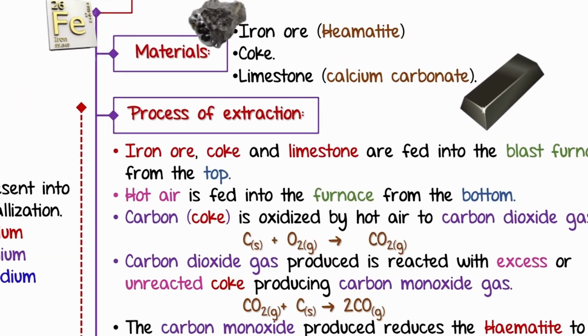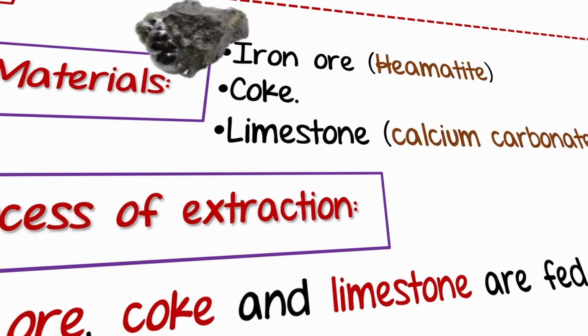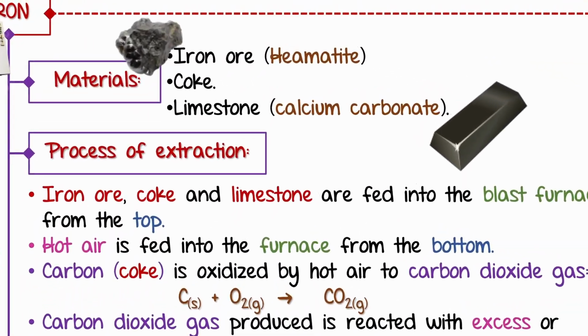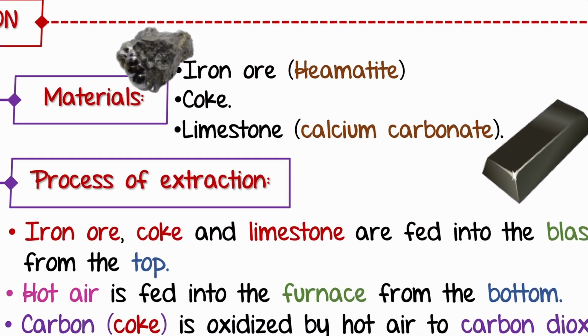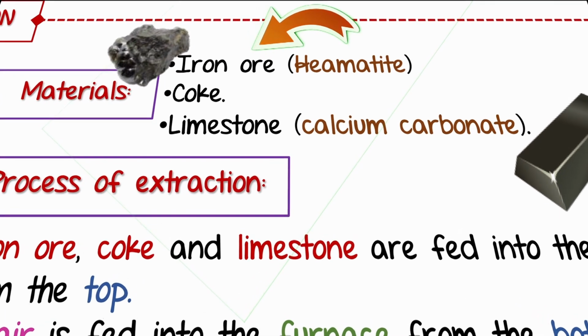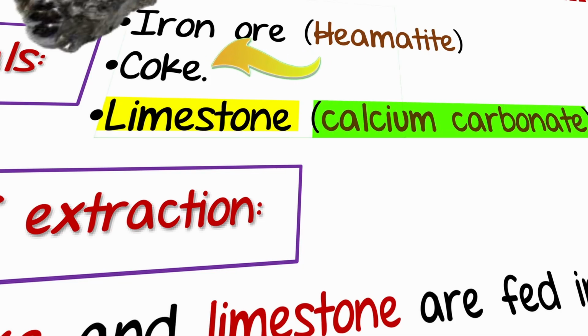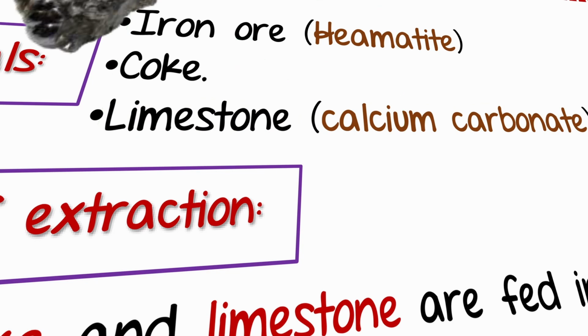We are looking at the process of extraction of iron from its ore known as hematite. The materials used in this process are iron ore known as hematite, limestone, which is chemically known as calcium carbonate, and coke. Coke mainly contains carbon. Limestone's work is to remove the impurities from the ore.